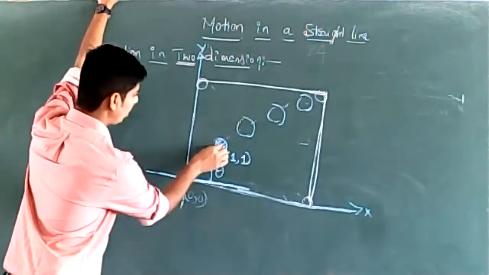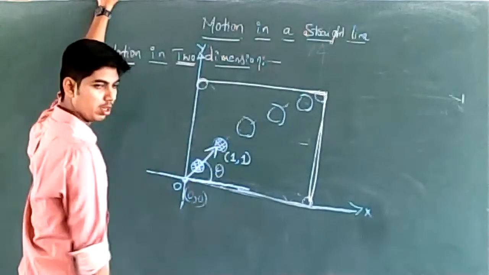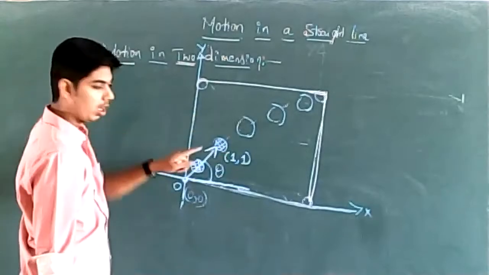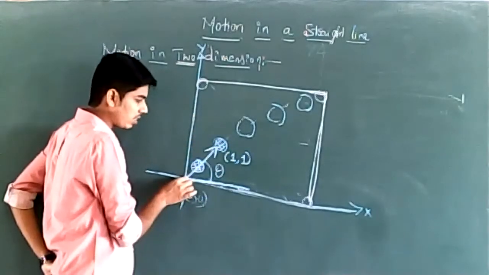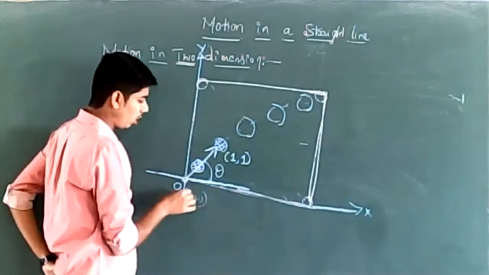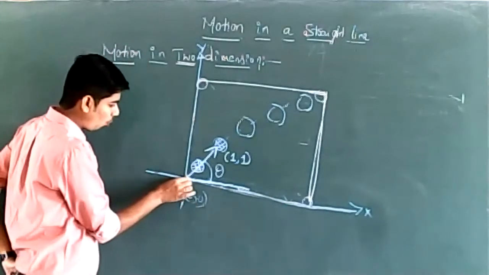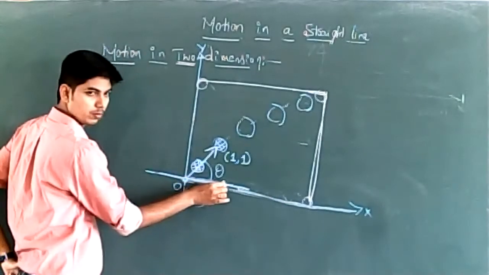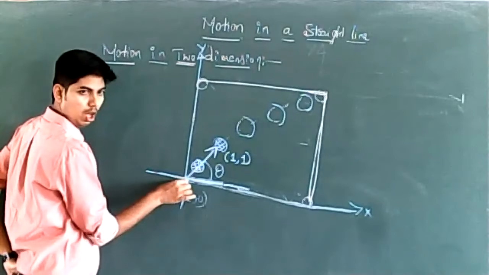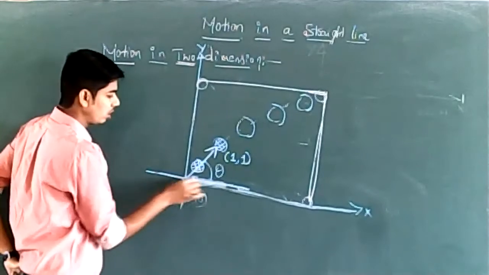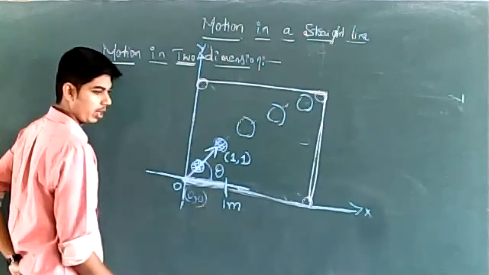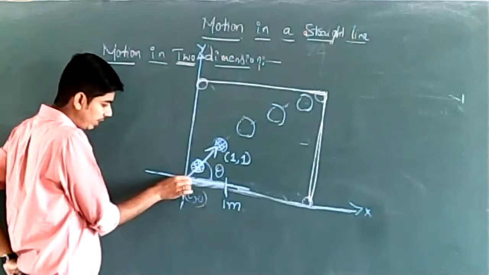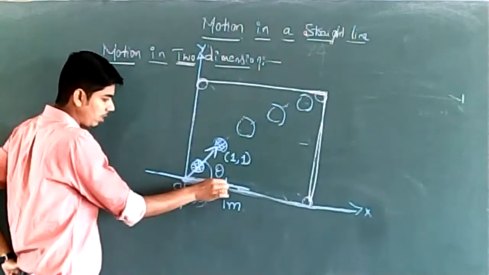I write the coordinates of this position of the coin as 1, 1. That means this coin is on the x axis, at a distance of 1 meter from the origin. From the origin along the x axis, the carom coin is at a distance of 1 meter. Okay. From the origin, I travel a distance of 1 meter on the x axis.